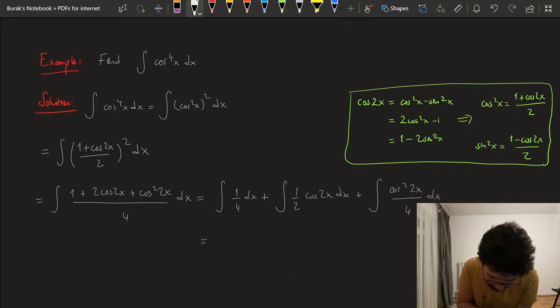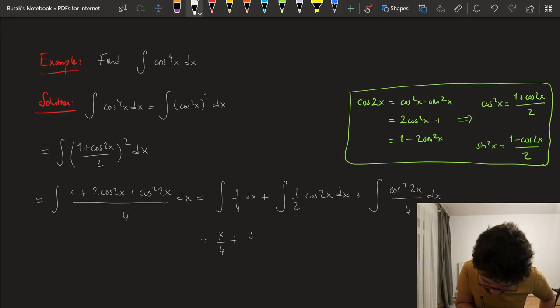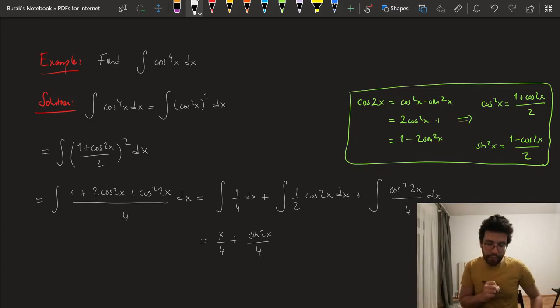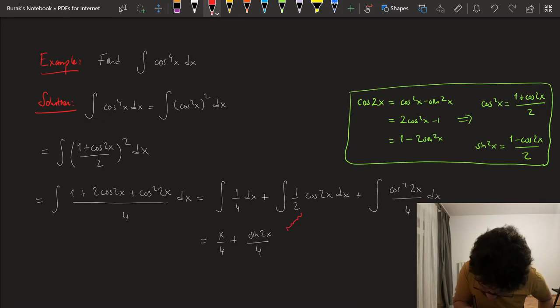This is x over 4, and this one you have to apply the substitution rule. If you call 2x your u, you can easily get that this is sine 2x divided by 4. Take the derivative of this and you'll see that you get that. Maybe I should just write that down. Use 2x equals u, and you will get this.